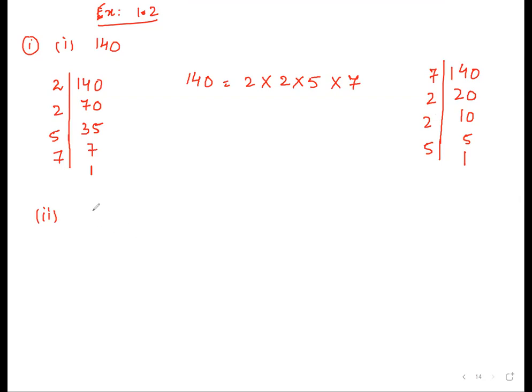Can you just try the fourth part for me? 5005. Please tell me what the prime factors are. Do the prime factorization and tell me.